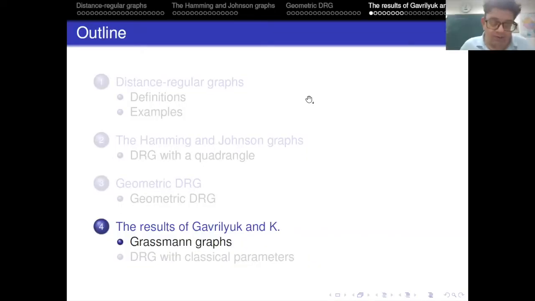So today I will continue with my course. Today I will look at the results of Gavrilyuk-Koolen, although I will start to look at the proof tomorrow. Today is mainly to get some of the tools ready. I'll enter today's talk with a conjecture that somebody can solve in this workshop.